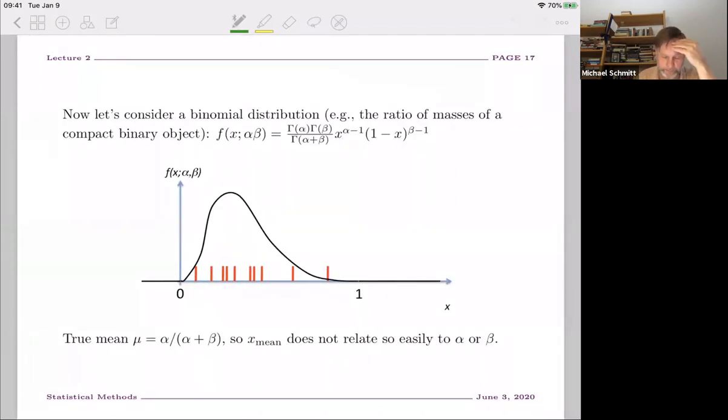All right, maybe that was certainly simple. Here's a different distribution with some data. I've drawn for you a binomial distribution. That's just another kind of PDF, which depends on 2 parameters, alpha and beta. You might not know it, but the true mean is equal to alpha over alpha plus beta. So I can go ahead and calculate the sample mean from the red lines, get a value, but how do I relate that to alpha and beta? If I want to know what alpha and beta are, how do I convert the mean of the red lines to alpha and beta? It's not so obvious.